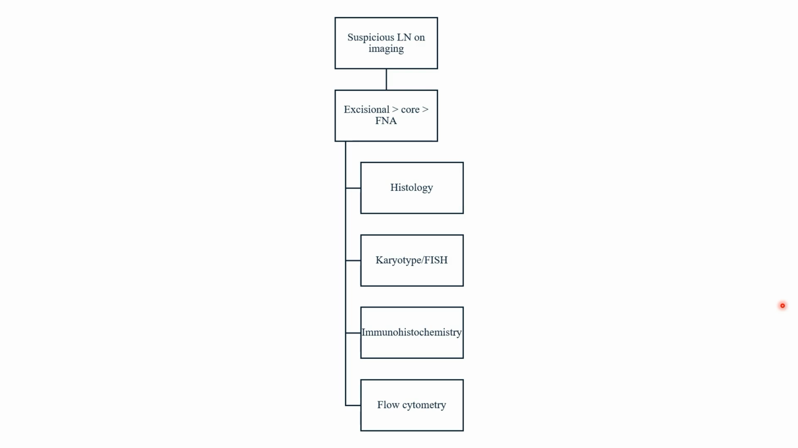Once you have that tissue, of course, just going to be regular histology. We're going to do karyotype and FISH, fluorescent in situ hybridization, to look for some of those translocations or any trisomies. Your IHC, or immunohistochemistry, which can be your special stains, helps you determine what subtype of non-Hodgkin's lymphoma this is, as well as your flow cytometry.